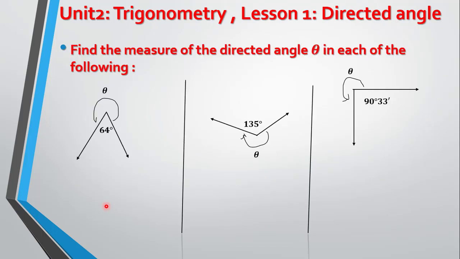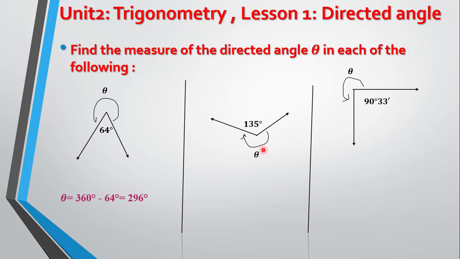Here I want to find the measure of the directed angle theta in each of the following. Okay, number 1. Here I have theta is positive and this angle is a negative angle 64. So I'll add 360 to negative 64. So I'll get 296.